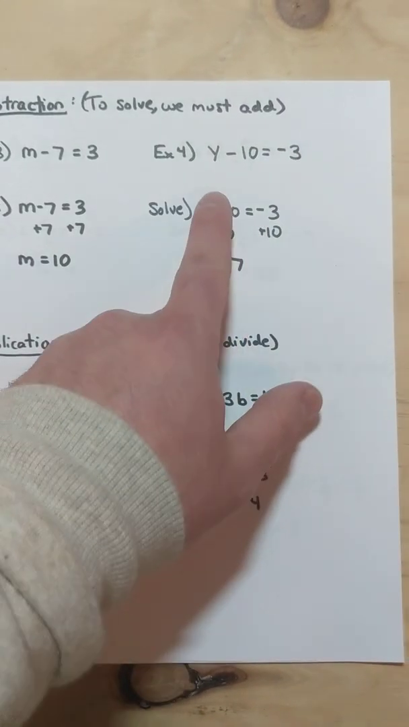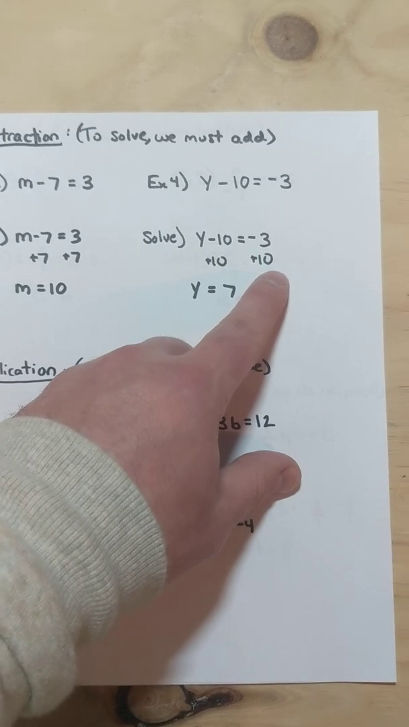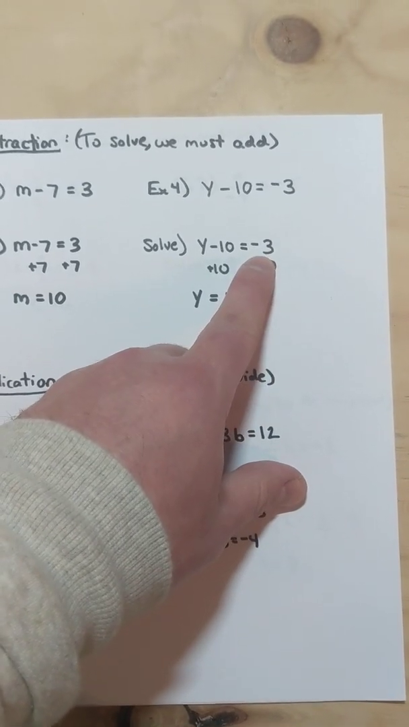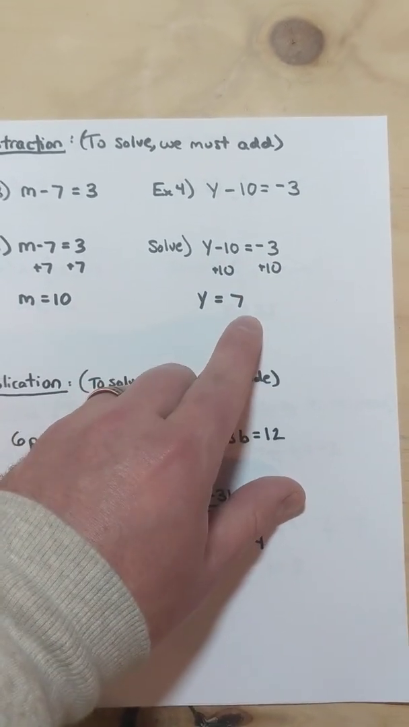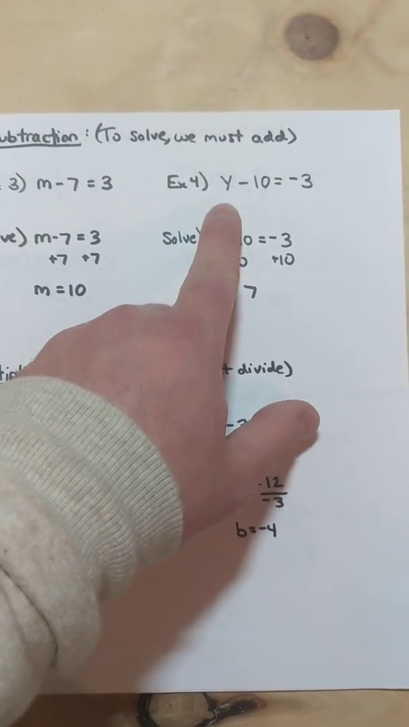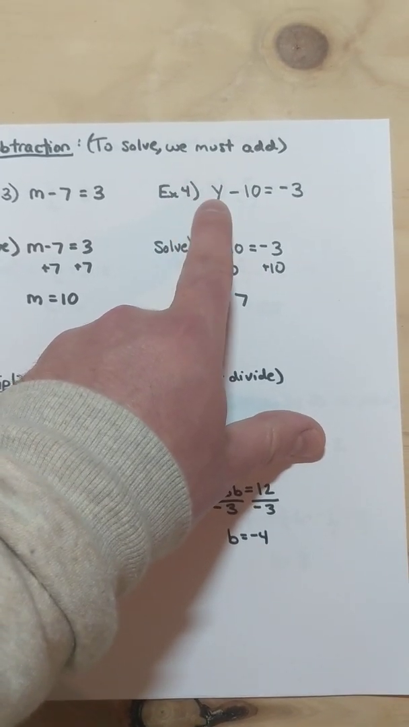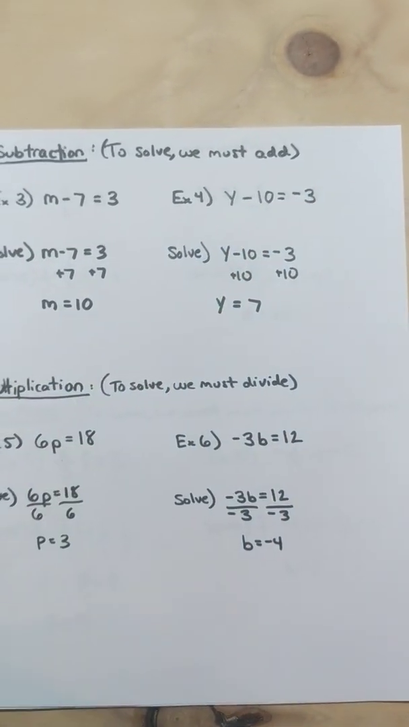In example 4, y minus 10 equals negative 3. I am going to add 10 to both sides, and negative 3 plus 10 gives me a positive 7. So if y equaled 7, in this equation, 7 minus 10 is negative 3.